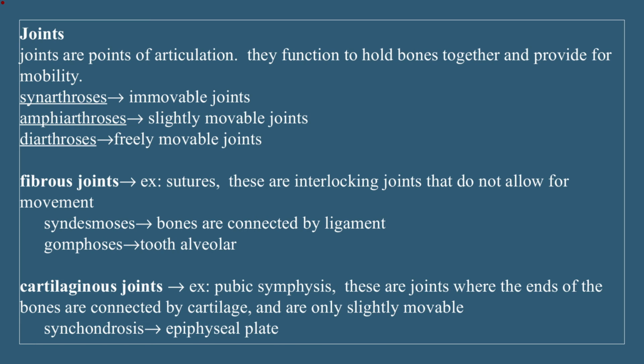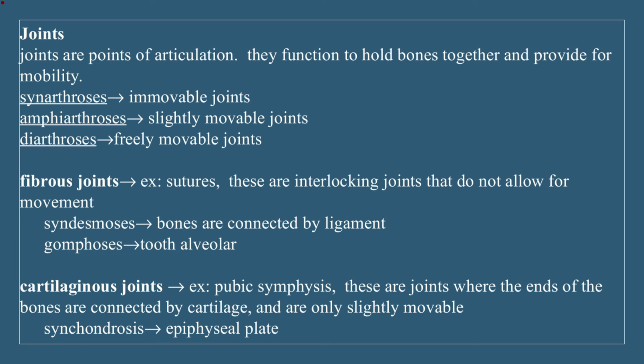And then we have some other categorizations based on the makeup of the joints. Let's say that. So we have some joints that are considered synarthrosis, which are immovable joints, amphiarthrosis, slightly movable joints, diarthrosis, which are freely movable joints. And we typically talk about those kind, and they are categorized as synovial joints.